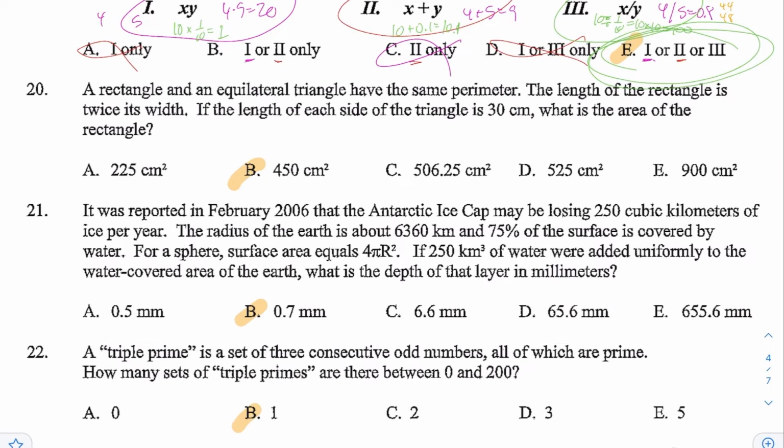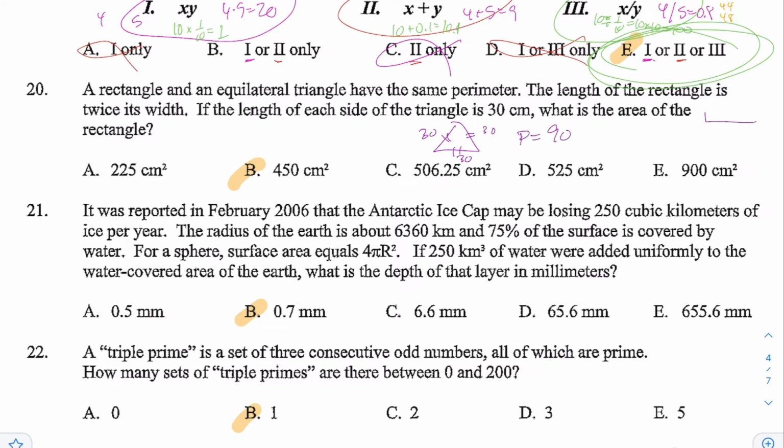Next, for number 20, a rectangle and an equilateral triangle have the same perimeter. The length of the rectangle is twice its width, and the length of each side of the triangle is 30 centimeters. What's the area of the rectangle? The triangle, if it's equilateral, all three sides are equal. It's 30, 30, 30. So the perimeter here will be 90.